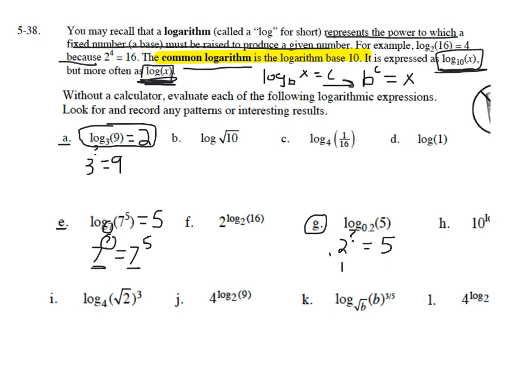0.2 is the same as 1/5 raised to some power has to equal 5. Well, that exponent has to be a negative 1.